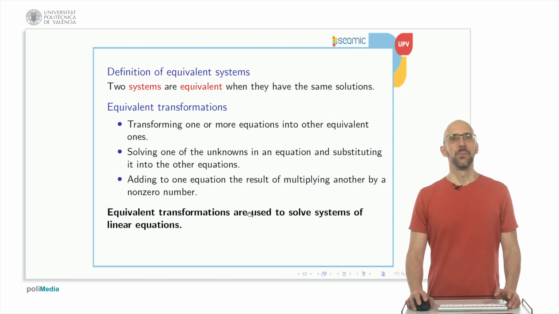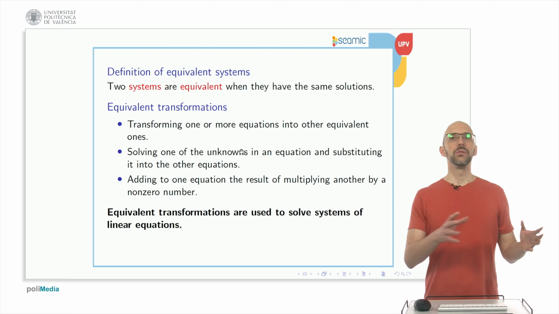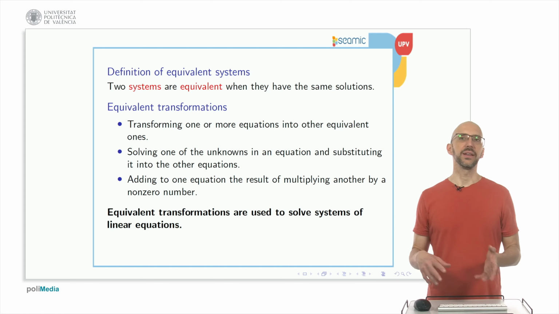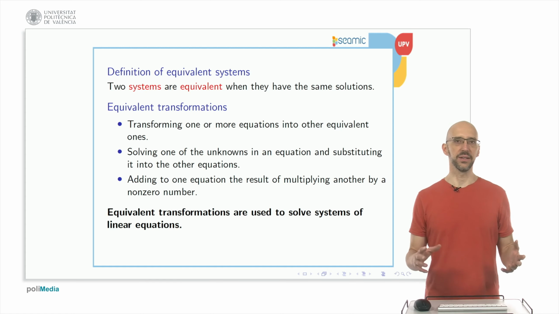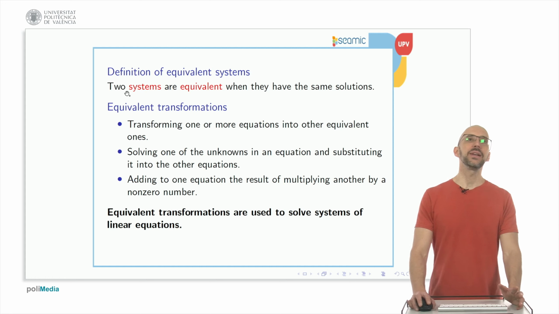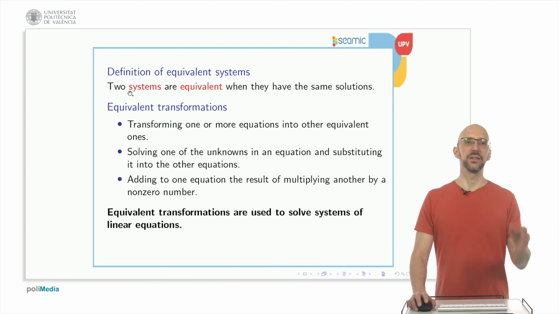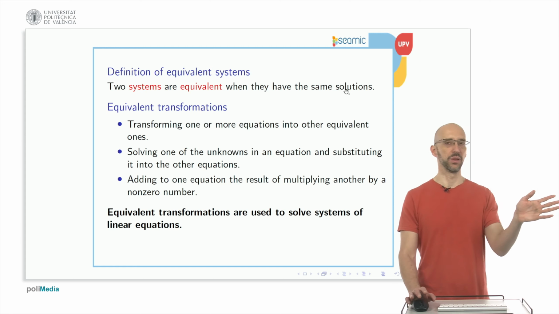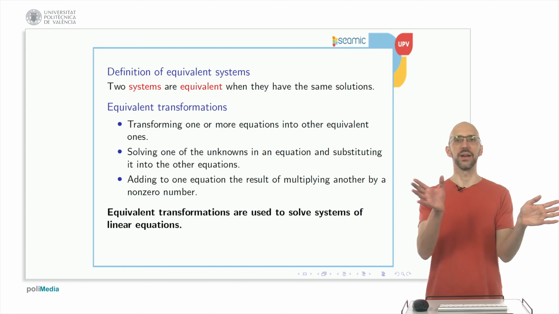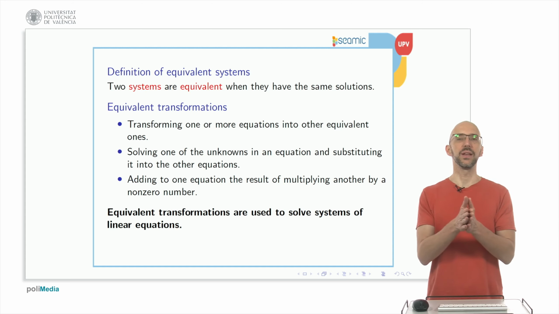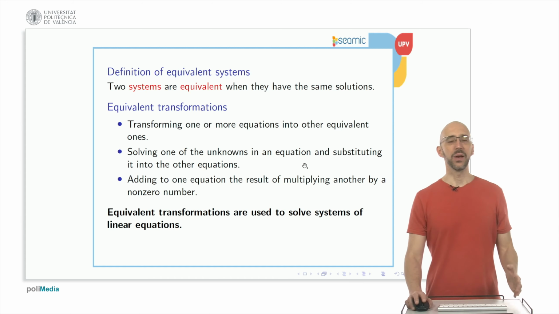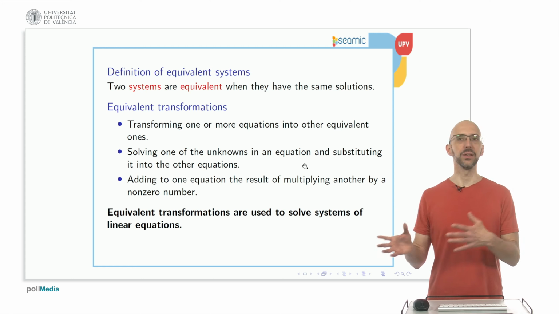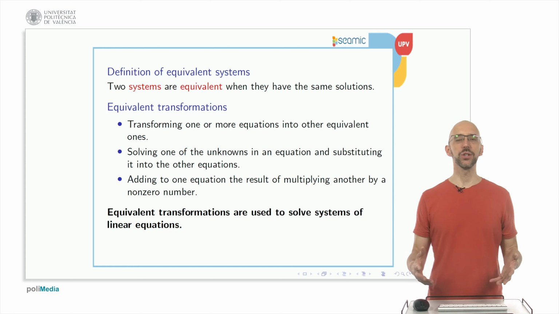Okay, more things. Can we move from one system to another that is easier to solve? Yes, the answer is yes, of course. Let's have this definition. The definition says the following: two systems are equivalent when they have the same solutions. If I have a system with, I don't know, one specific solution and I have another system with the same solution, then we say that these systems are equivalent. Can we transform one system into another that has the same solutions? Yes.